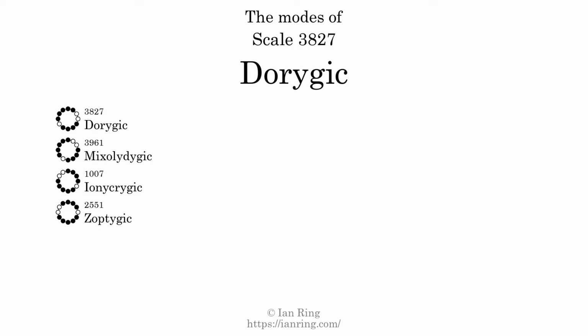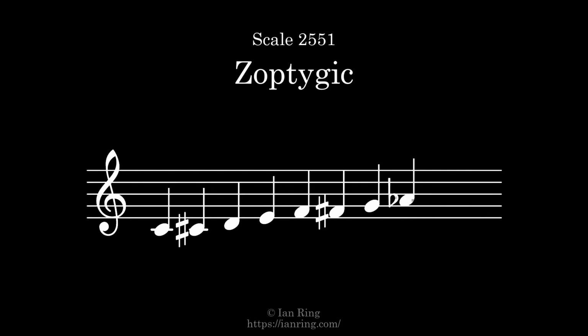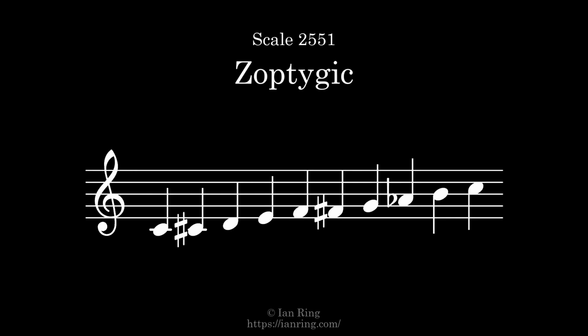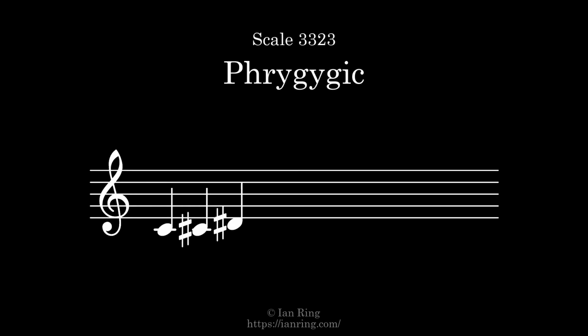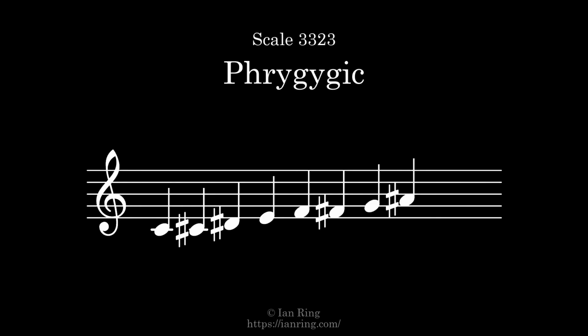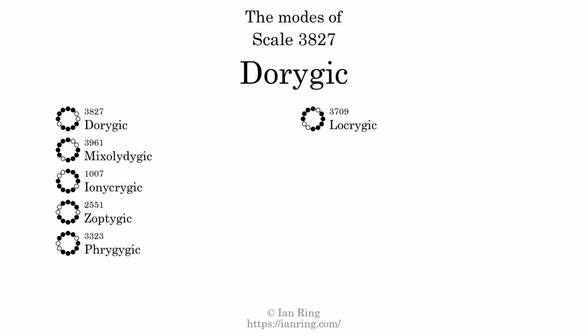The fourth mode is scale 2551, also known as zoptogic. It sounds like this. The fifth mode is scale 3323, also known as phrygigic. It sounds like this. The sixth mode is scale 3709, also known as locrigic. It sounds like this.